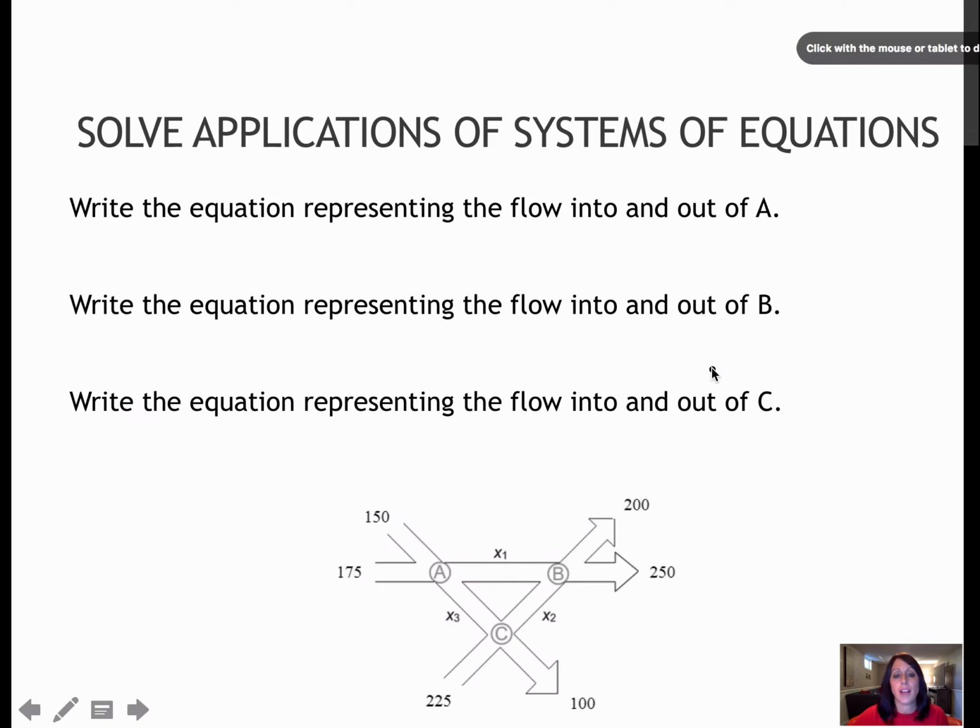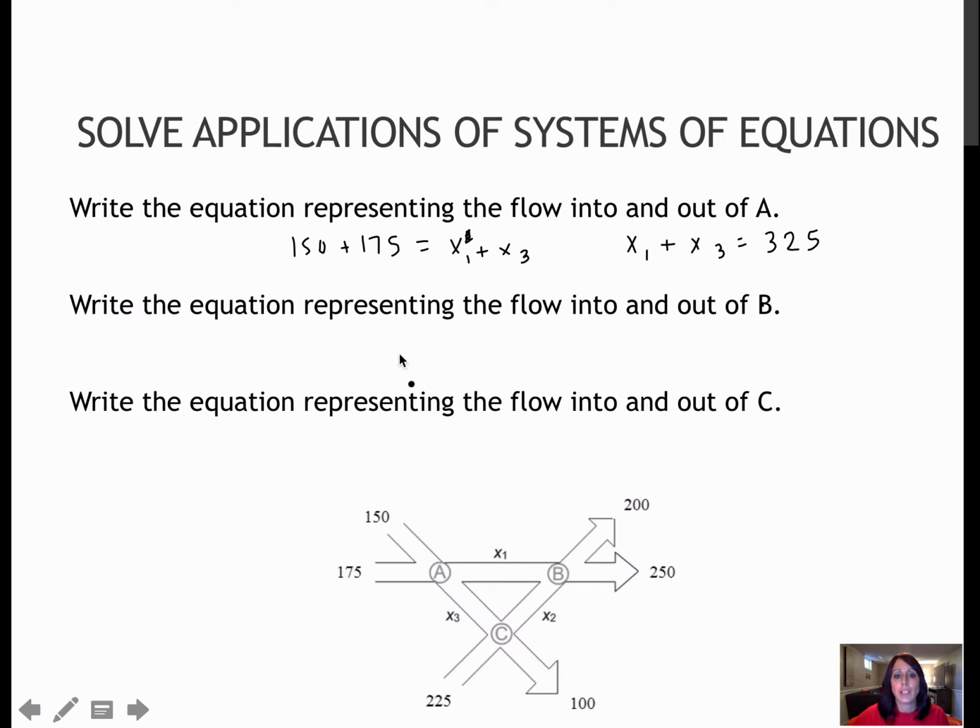So we want to write basically three equations representing the flow into and out of A, into and out of B, and into and out of C. So into A, I have 150 plus 175, and out of A, I have x1 and x3. Sorry, should be a subscript. Standard form, that would be x1 plus x3 equals 325.